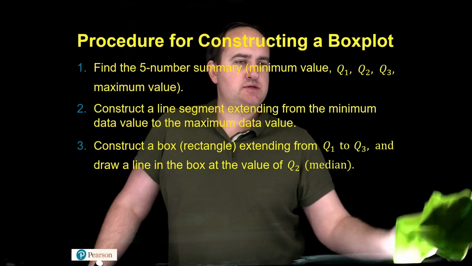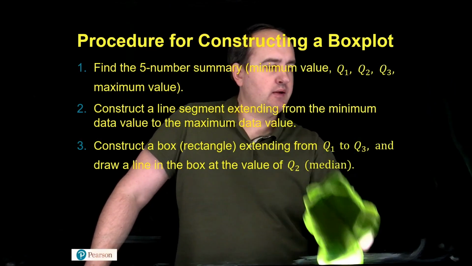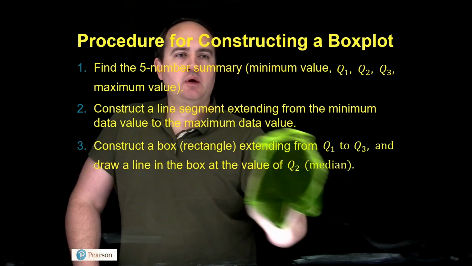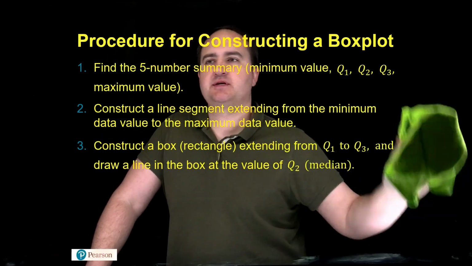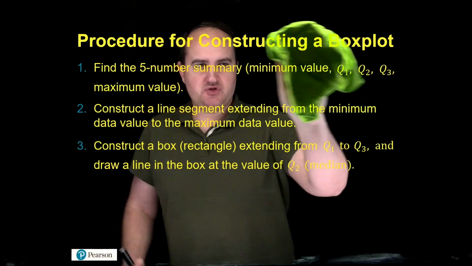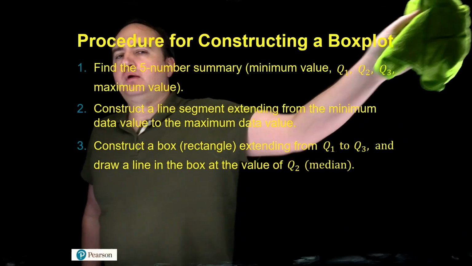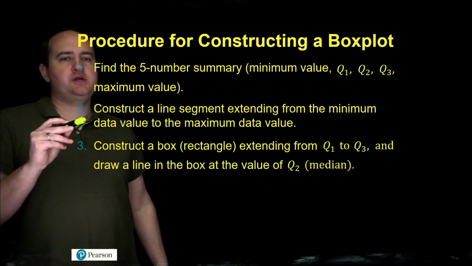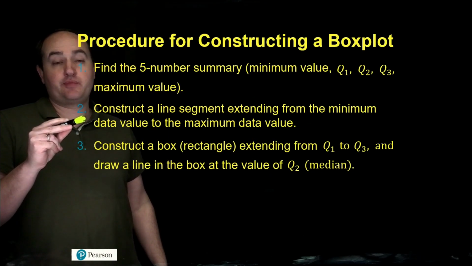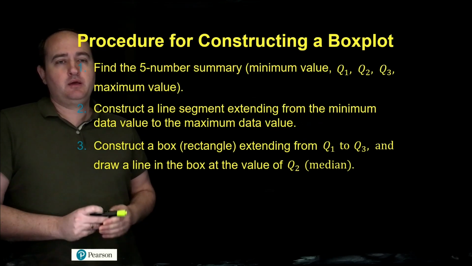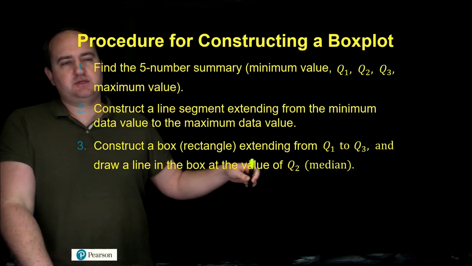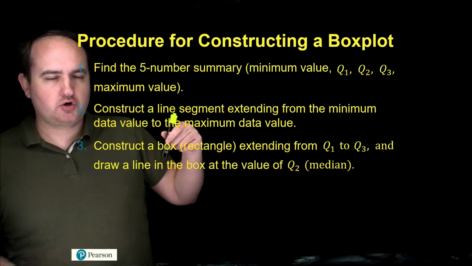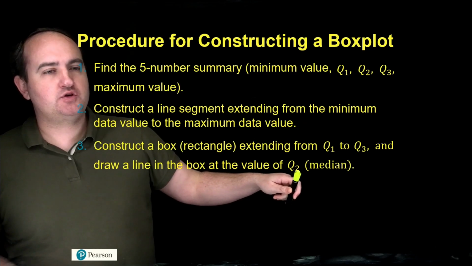You can construct a box plot by hand, or you can use a computer program such as Microsoft Excel to construct a box plot. But the procedure is: find the 5-number summary, construct a line segment extending from the minimum to the maximum, and then construct a box extending from Q1 to Q3 and draw a vertical line in the box at the value of Q2, which is the median.